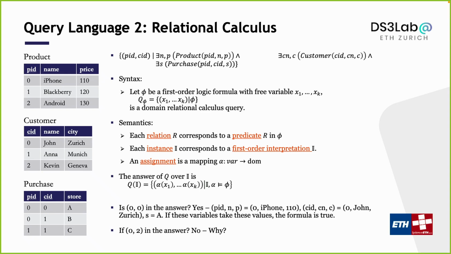And then we can also reason about other tuples. For example, is 0, 2 in the answer? Actually no, because if you assign PID to 0 and CID to 2, that formula is going to be false under this interpretation. Okay? That's the formal semantics of relational calculus.